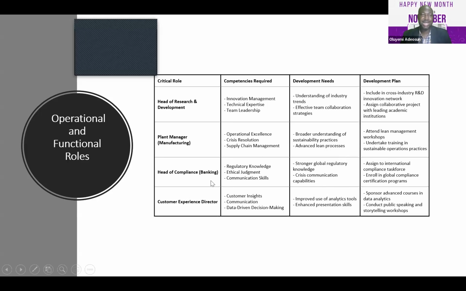Let's look at head of compliance in banking. The person should have competencies like, but not limited to, regulatory knowledge, ethical judgment, communication skills. In this instance, the person's developmental needs may include stronger global regulatory knowledge, crisis communication capabilities. Some development plans may be assigned to international compliance work task force, enroll in global compliance certification programs.